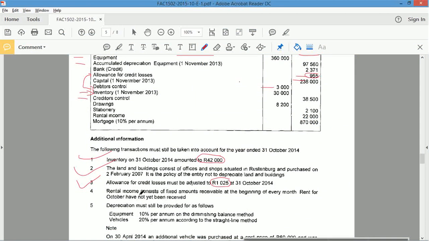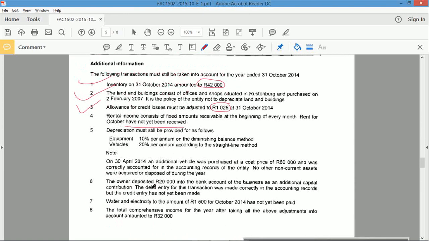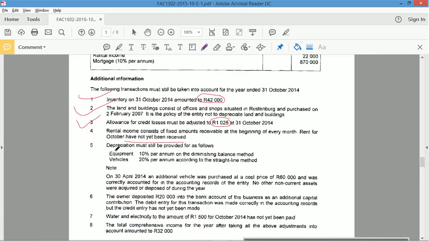Okay, so tick that. Rent income consists of fixed amounts receivable at the beginning of every month. Rent for October has not been received. Okay, so if it has not been received, it's what? It's an accrued income, and we are looking at the month of October, so we need to add it. Okay, so you've only collected rent for 11 months. Okay, so rent income would be owed to the business, so it would be an accrued income. Accrued rent income.